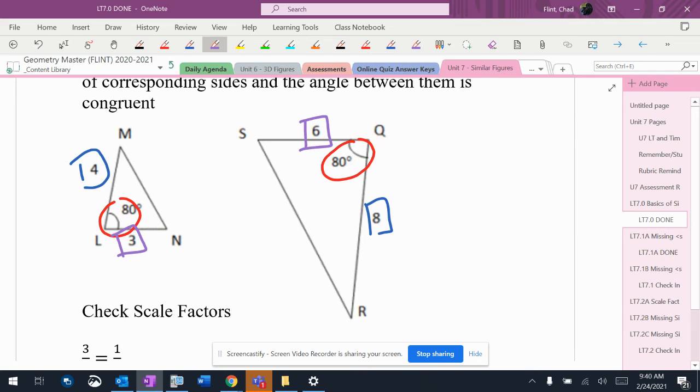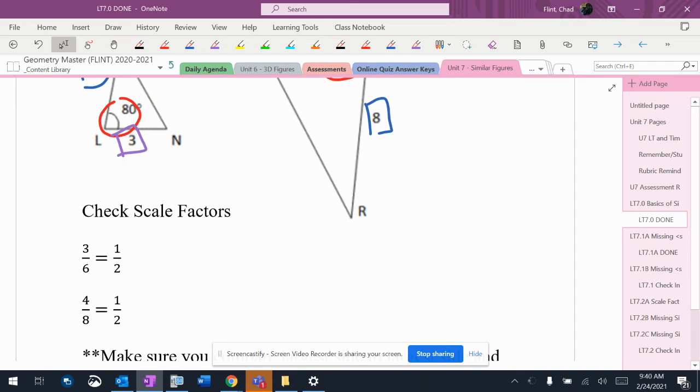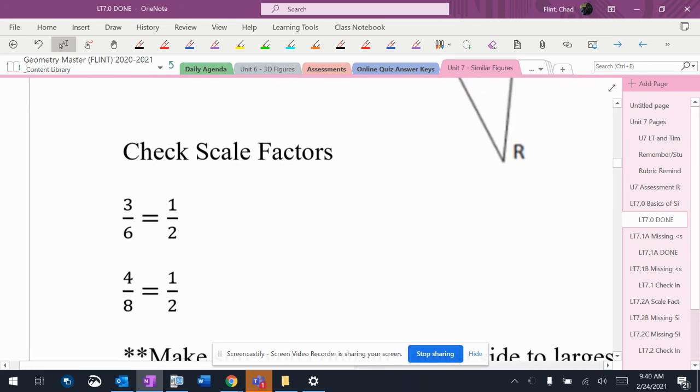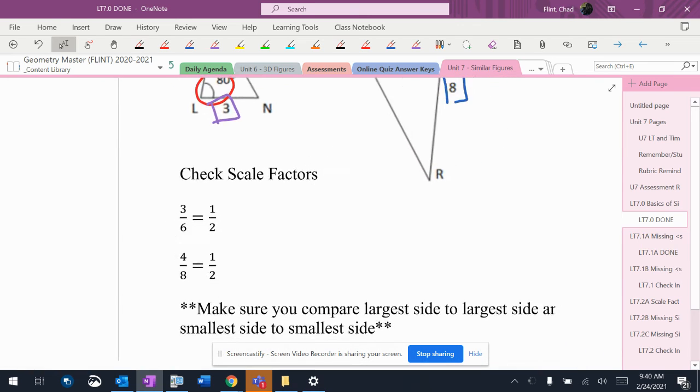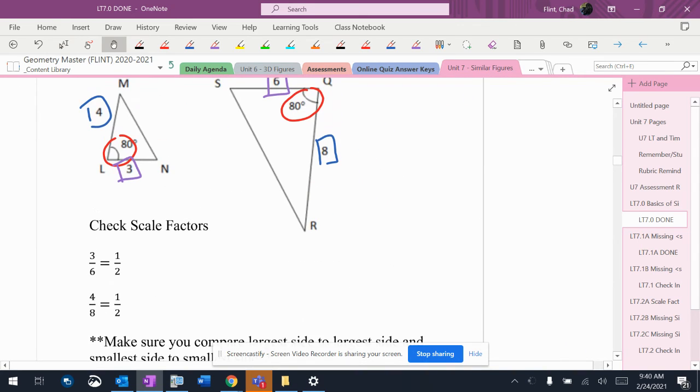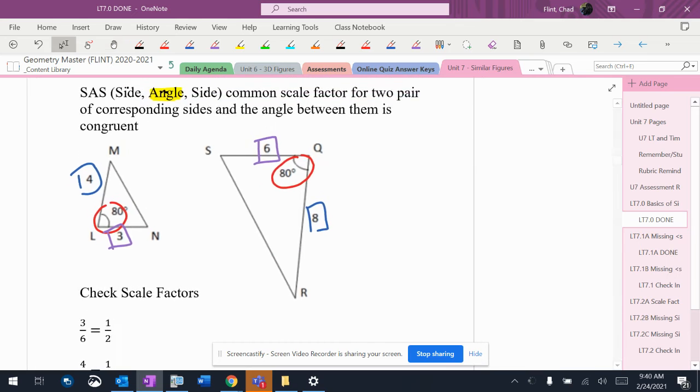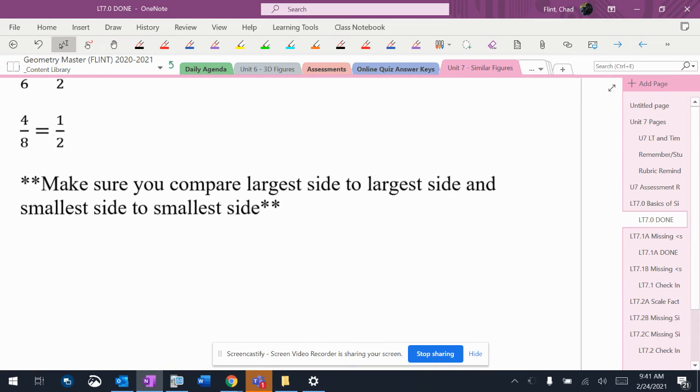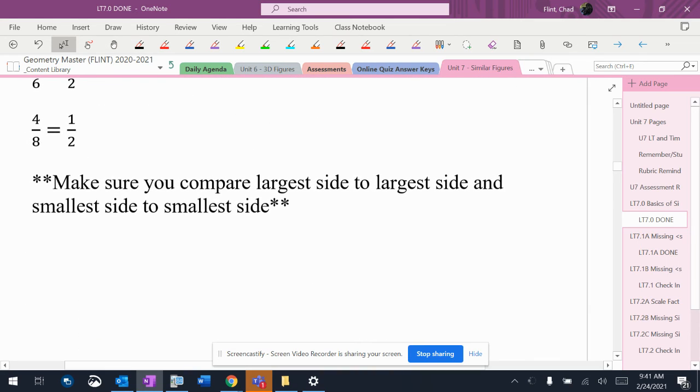So if those two pair of sides have a common scale factor when I set their fractions up, because the angle in between them is the same, then those triangles will have to be similar. So you would set the scale factors up, and it doesn't matter if you do small over large or large over small. I typically always set small over large. So I get 1/2 or 0.5 for each of those. So they have a common scale factor. They have the angle between them the same. So it's side angle side. All right, make sure you compare the largest side to the largest side and the smallest to the smallest.